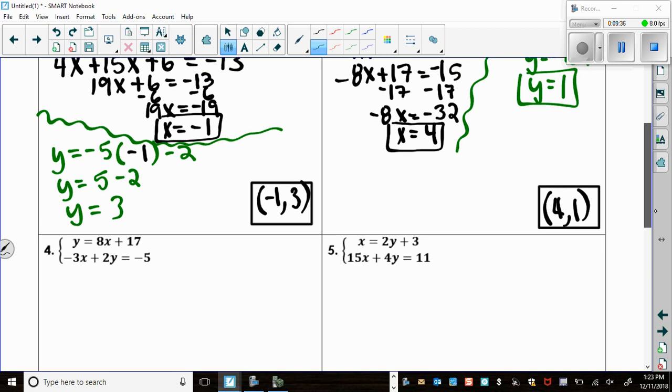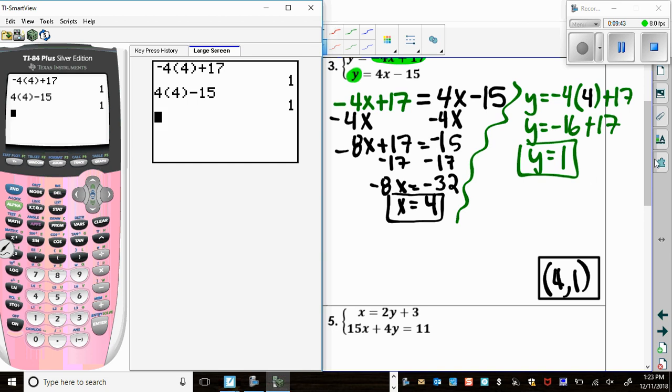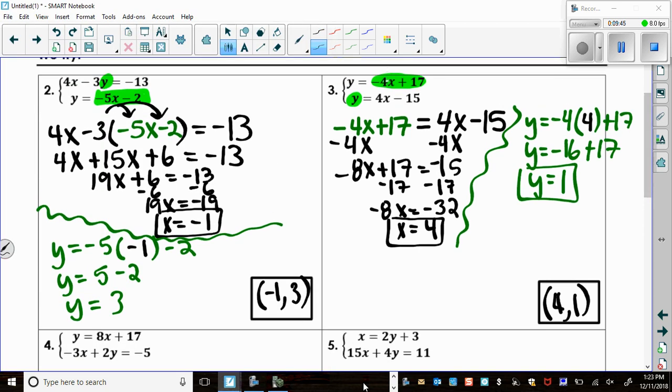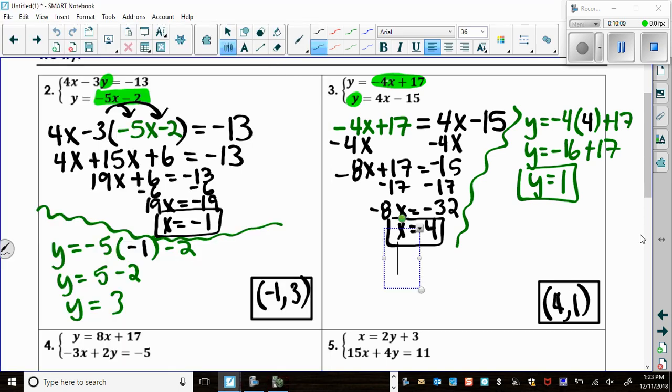And I want you to check your work. So I put it in my calculator here to show you that for the first equation, y equals negative 4x plus 17, I plugged 4 in for x, and I wanted to get the same y value as my answer, which was 1, and I did. So I got a check mark there. For the second one, 4 times 4 minus 15, I wanted to get the same y value of 1, which I did as well. So again, that's how we're solving these equations.